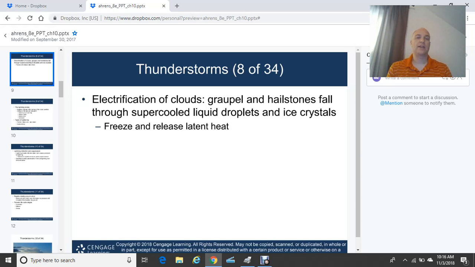And during the process of the freezing, it releases more latent heat. Anytime that hailstone takes the supercooled water and that supercooled water freezes, adding another layer to the hailstone, it releases latent heat within the thunderstorm cloud.